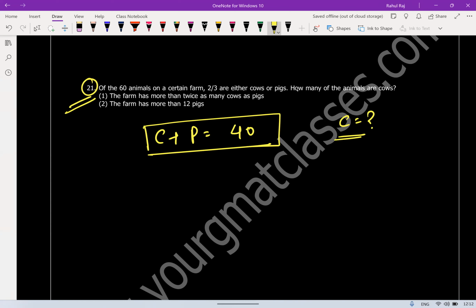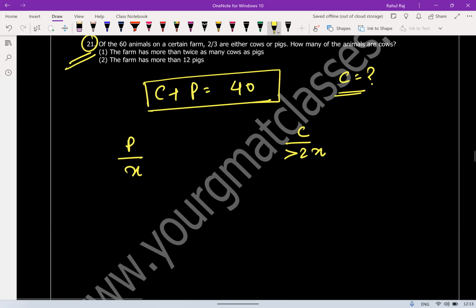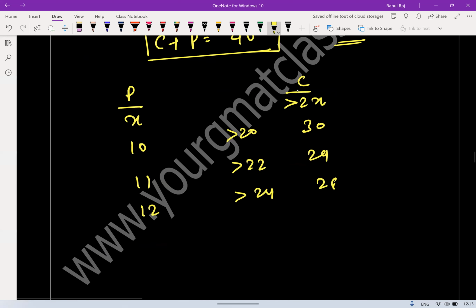Option number 1 says the farm has more than twice as many cows as pigs. So imagine the farm has more than twice as many cows. Pig is X, cow is more than 2X. So imagine if I write 10 and 30, is this possible? Because 30 is greater than 20, greater than twice. But even if I say 11 and 29, this is also possible because 29 is greater than twice the 11, 22. In fact, 12 and 28 is also fine because it is greater than 24. In fact, I can take 13 and 27. Even this is fine because this is greater than 26. But I can't take 14 and 26. Why?